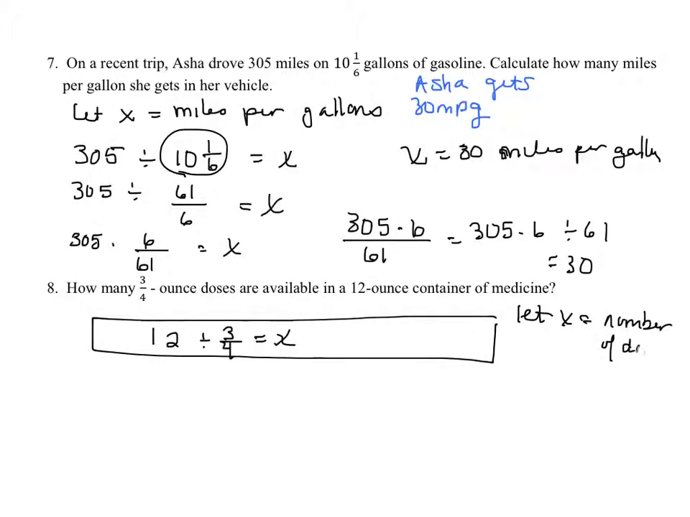Now we're going to get more than 12 doses because I don't even take an ounce each time I do it. I take less than an ounce. So if each dose was an ounce, I would get 12. But I'm going to get more. So when I do that, I'm going to take 12 times 4/3. This one's an easy one to do by hand. 3 goes into 3 once, 3 goes into 12 4 times. 4 times 4 is 16.